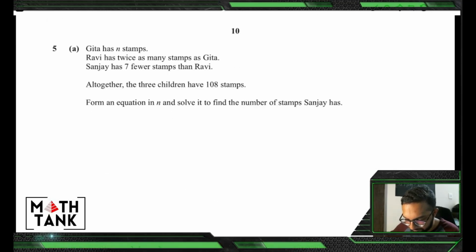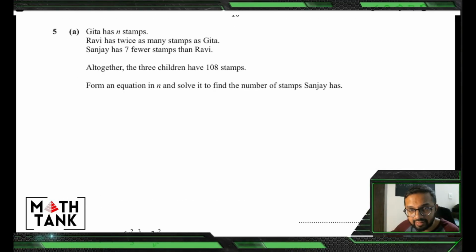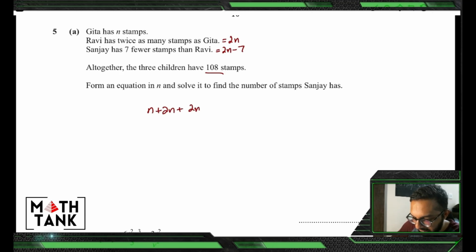Okay, moving on. It says Gita has n stamps. Ravi has twice as many stamps as Gita. So whenever you're doing this question, just start writing down 2n. Sanjay has 7 fewer stamps than Ravi. So Ravi had 2n, so 2n minus 7. Altogether, the three children have 108. So n plus 2n plus 2n minus 7 is 108. So that forms an equation in n, and solve it.